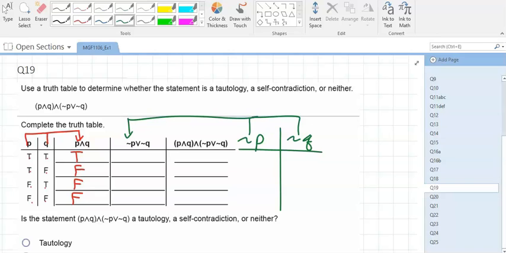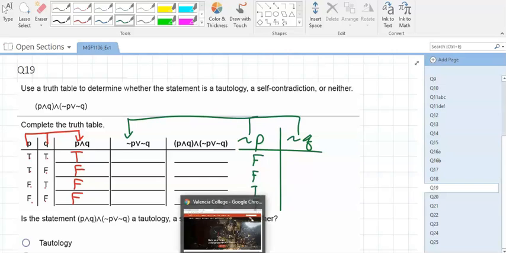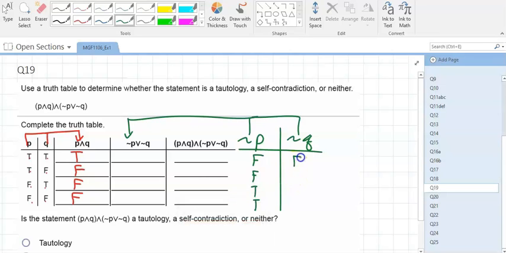Okay? So negation P just becomes false, false, true, true. Negation Q is false, true, false, true. So we'll use these two columns to help us with the or. Ors, again, we've been talking about those for a while. Ors are only false when both are false. So I got false, false. I got false, true. I got true, false. I got true, true.